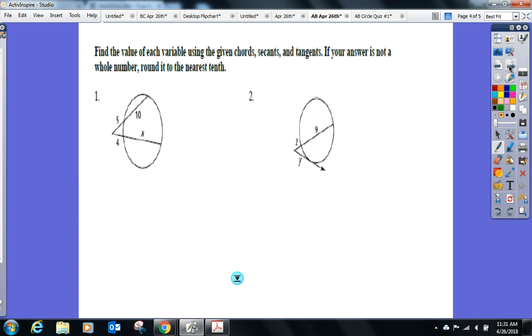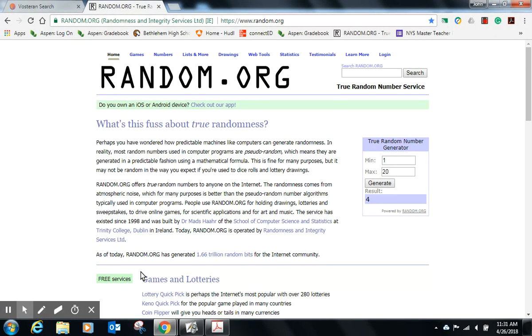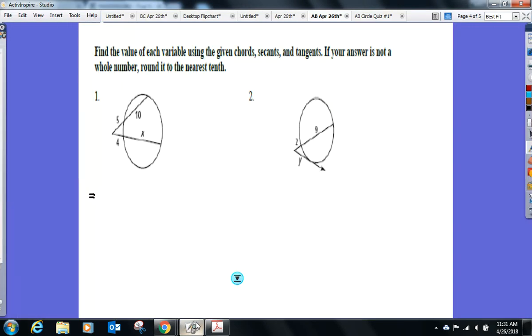All right, so let's do this. Find the value of each variable. If the answer's not a whole number, round it to the nearest tenth. First diagram, what are those two? Two secants, and I'm looking to find the measure, so whole times external equals whole times external. So here we go. Pick one secant only. Let me know the whole length. 15, good. And what about its external part, Maggie? 5, perfect.